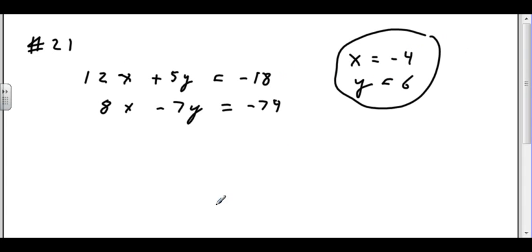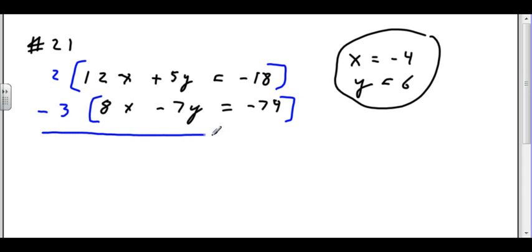Okay, so now we got to do this by addition and subtraction. So we got to get rid of something. So we'll multiply this guy times 2, and we'll multiply this guy times 3. And when we do, we're going to get 24 there and 24 here. And then we'll subtract them. Okay, so the x's go away.